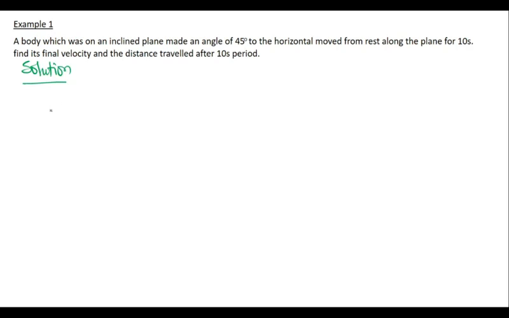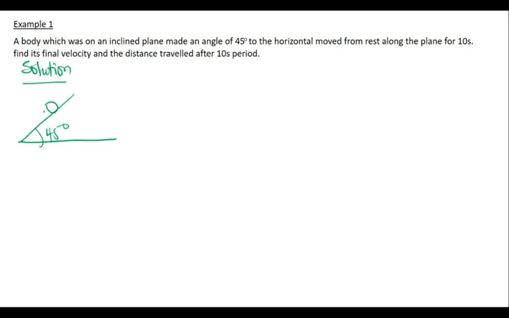Let's try to visualize what the question is telling us. A body which was on an inclined plane made an angle of 45 degrees to the horizontal. So our plane makes an angle of 45 degrees to the horizontal, and then we have our body on it. It moved from rest along the plane for 10 seconds. An inclined plane is not flat, so a body placed over here cannot move along this plane, so the body has to be placed at the top for it to be able to move downwards along the plane.